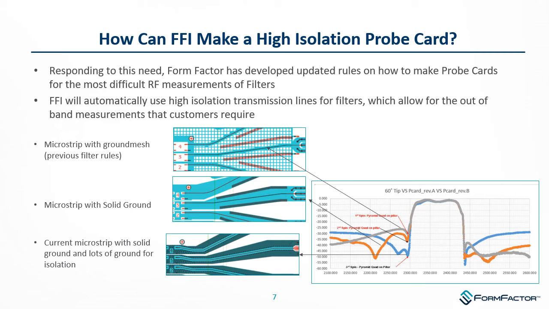The next step is we made a microstrip with a solid ground, and as you can see in the orange chart, that has improved performance, but it's still not meeting the out-of-band reject level that they require. So finally, we did a final spin and redesigned it using 2 metal layers of ground surrounding the transmission lines. This improved signal-to-signal isolation dramatically, and we were then able to measure the minus 50 dB out-of-band reject of the RF filter. And this has now become part of our standard set of design rules when a customer tells us that they're going to be testing an RF filter with a Pyramid probe card.